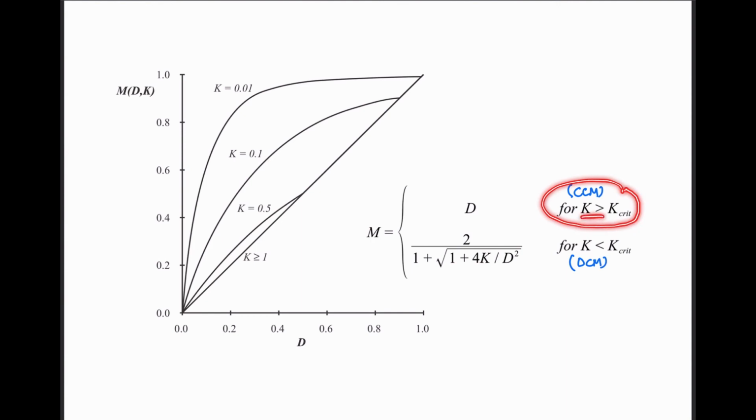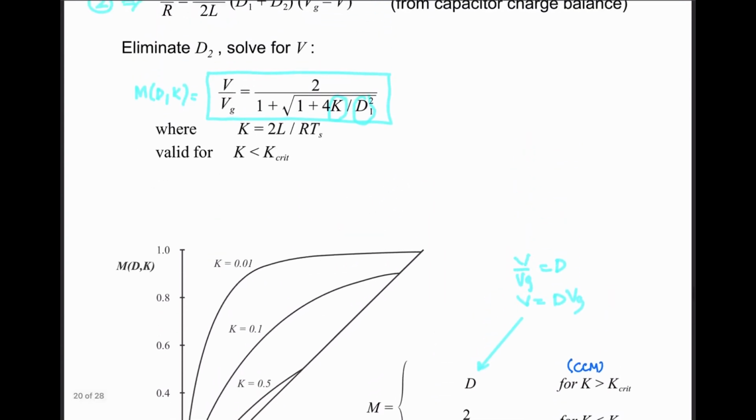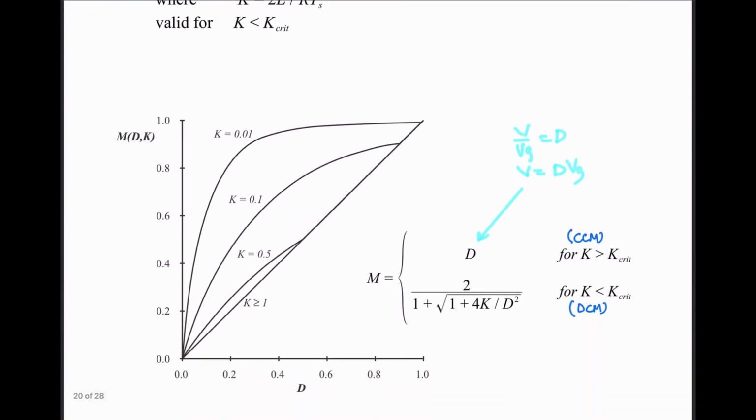Okay, so now if we sketch that, if your circuit is operating in the continuous conduction mode, when K is greater than the critical value, then the gain will be simply D. For the buck converter, you know that V by Vg is equal to D, or V is equal to D times Vg, right? But for the DCM mode, M, the gain, is equal to this one. This equation is defining it. So for DCM mode, we have this expression for the gain when K is less than the critical value, that is for the discontinuous conduction mode.